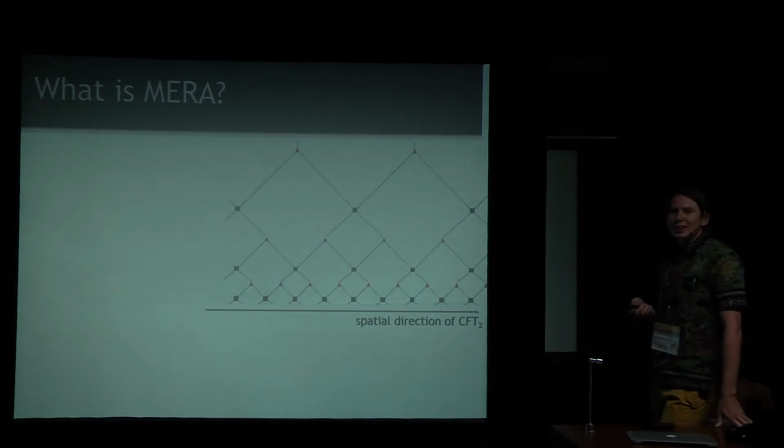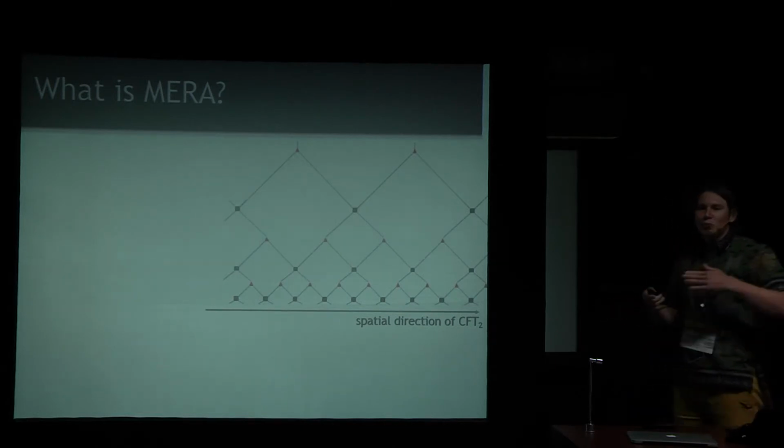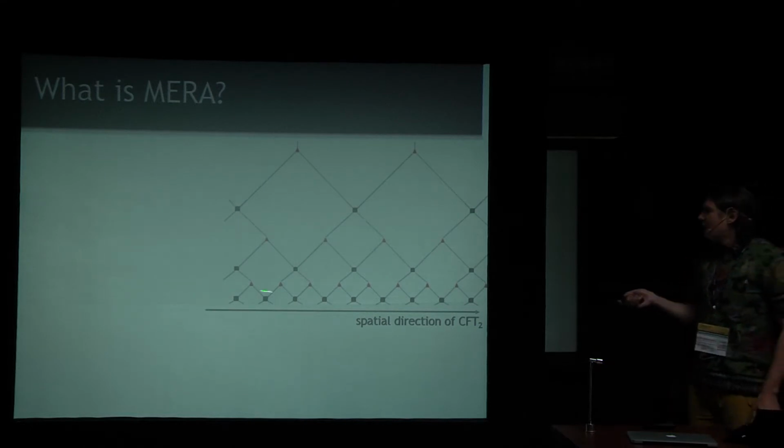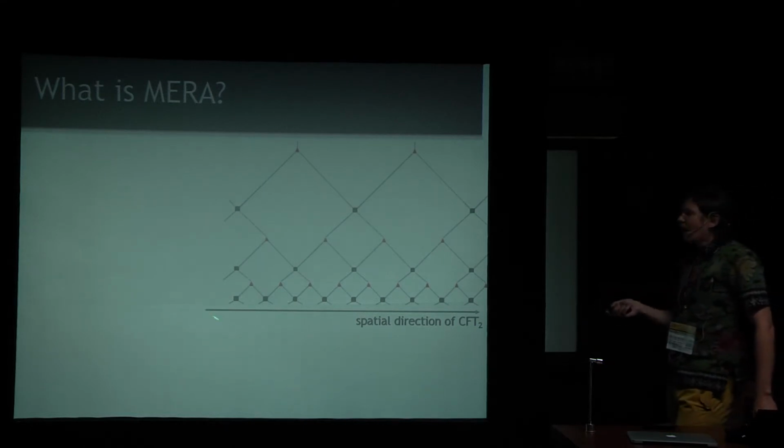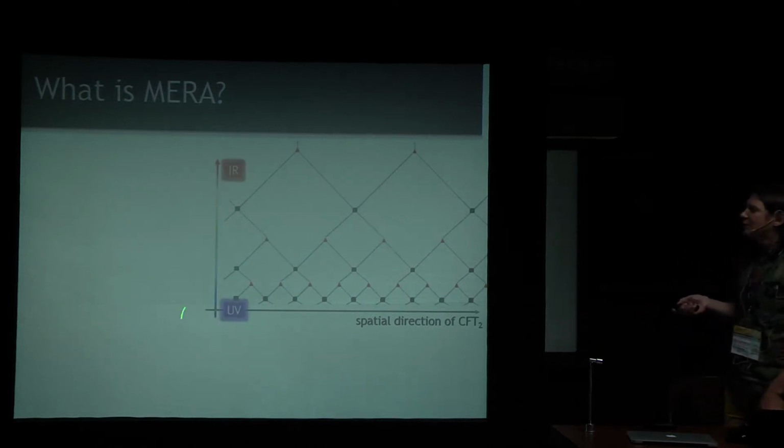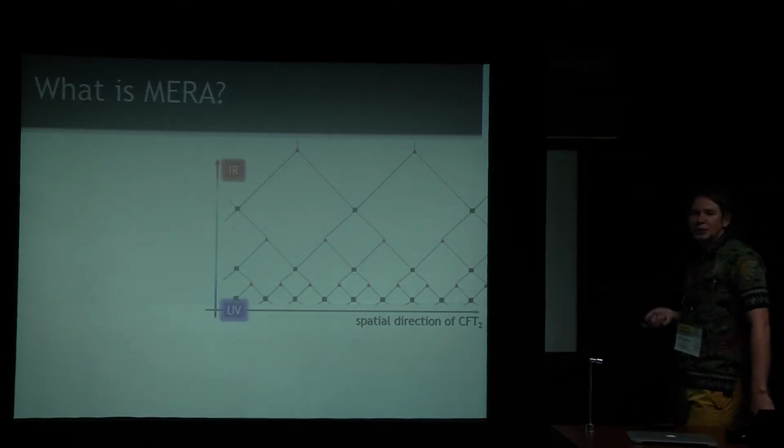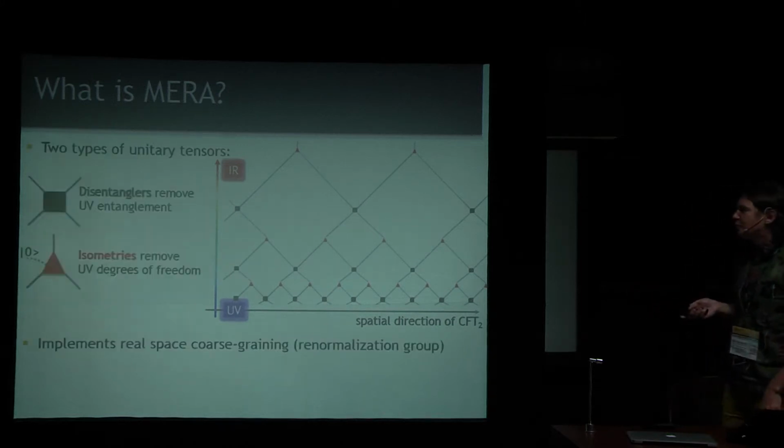Because I'm interested in AdS3 and understanding a holographic representation of AdS3, I'm working in CFT2. And in this case, I have one spatial dimension in my system, and that's this dimension over here. How about the vertical dimension in MERA? The vertical dimension in MERA corresponds to scale. So the bottom layers correspond to the ultraviolet sector, while the top layers to the infrared sector of the system.